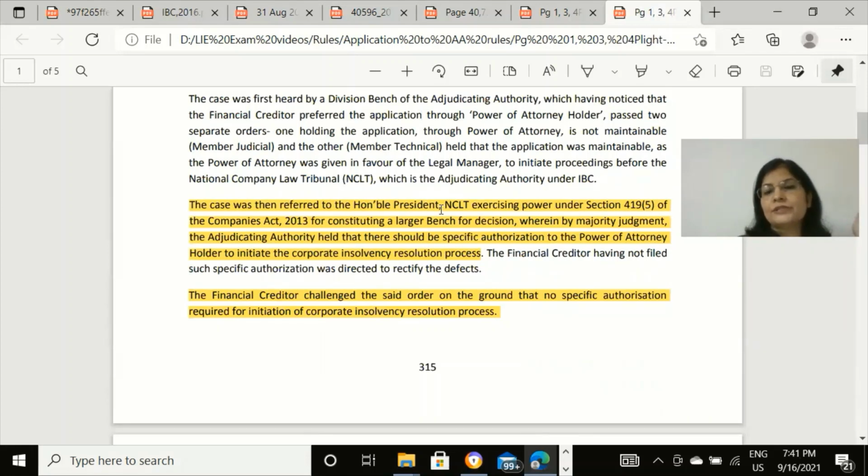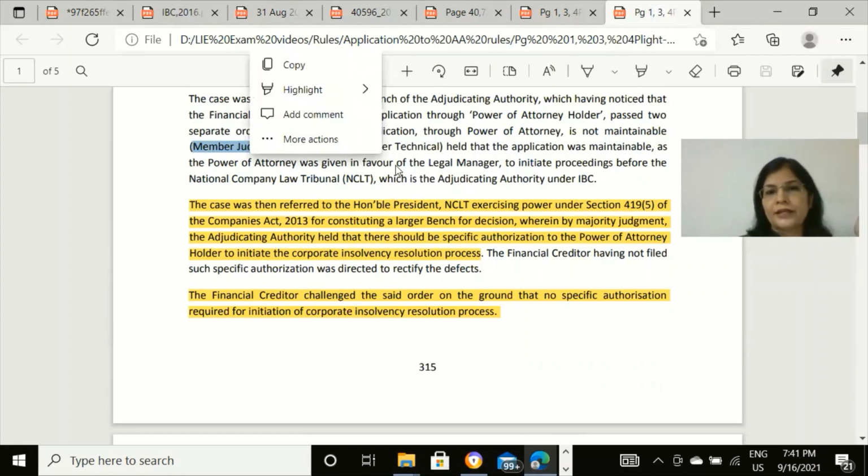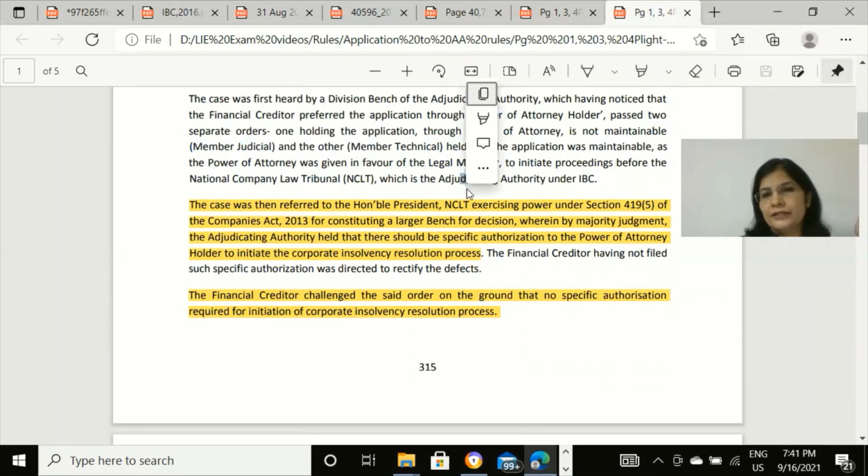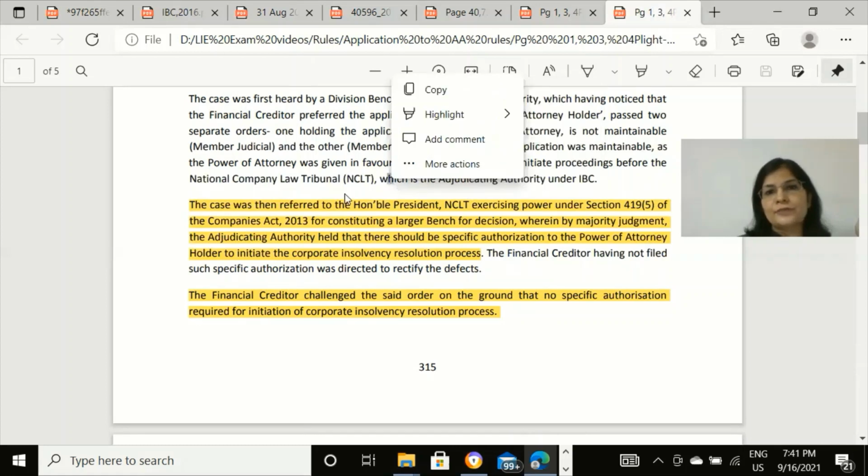See, there were two decisions given in this particular case. The first was given by the judicial member of NCLT, that the application through a power of attorney is not maintainable. But the technical member said that the application was maintainable, as the power of attorney was given in favor of the legal manager to initiate legal proceedings before the NCLT, that is the adjudicating authority under the IBC.